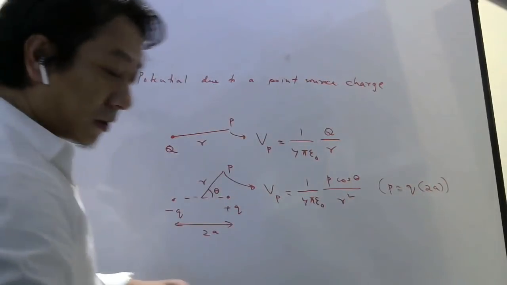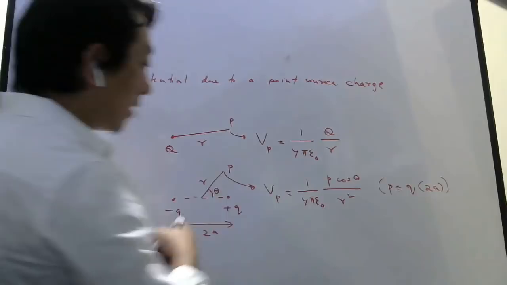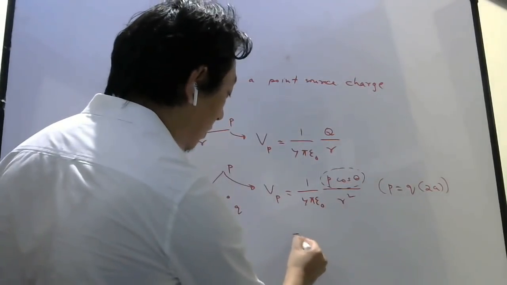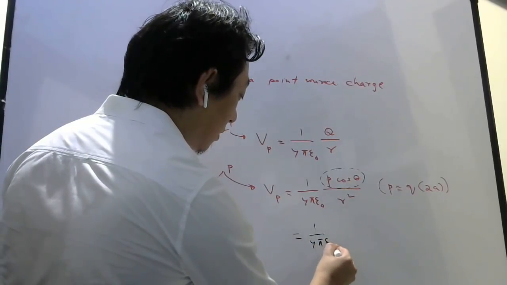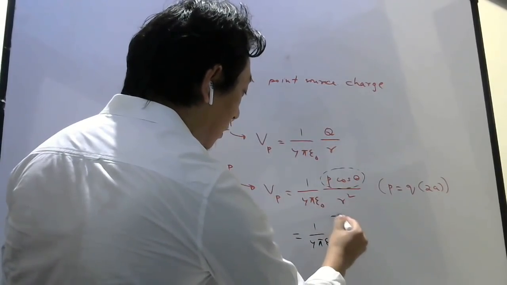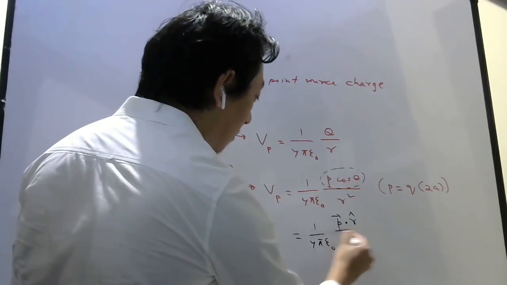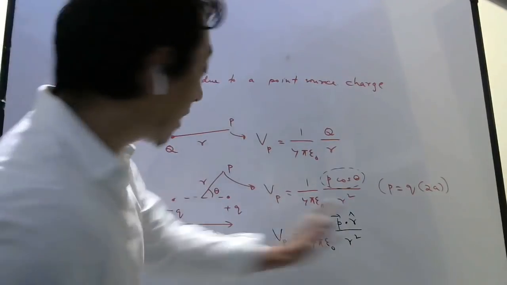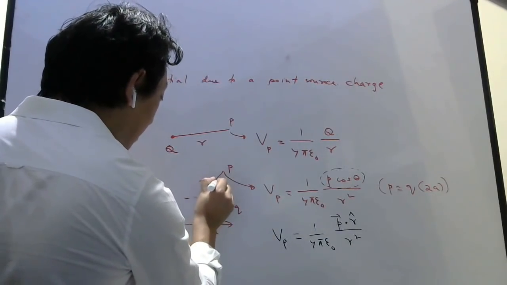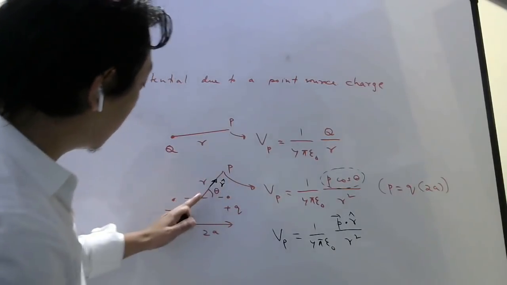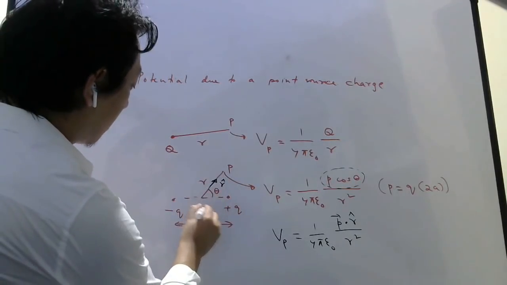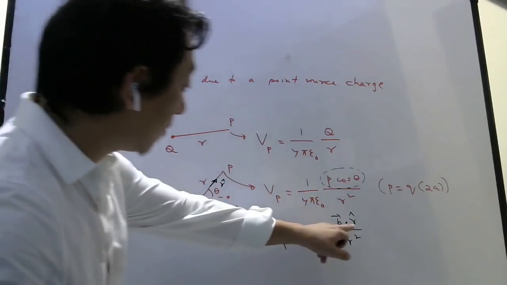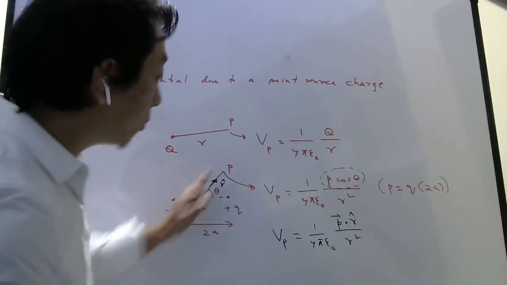Sometimes you can also see some books where they write this quantity this way. Look carefully: 1 by 4 pi epsilon naught, p bar dot r cap by r square. This is completely fine. What is r cap? A unit vector in the direction of this r, from the center of the dipole to the observation point.